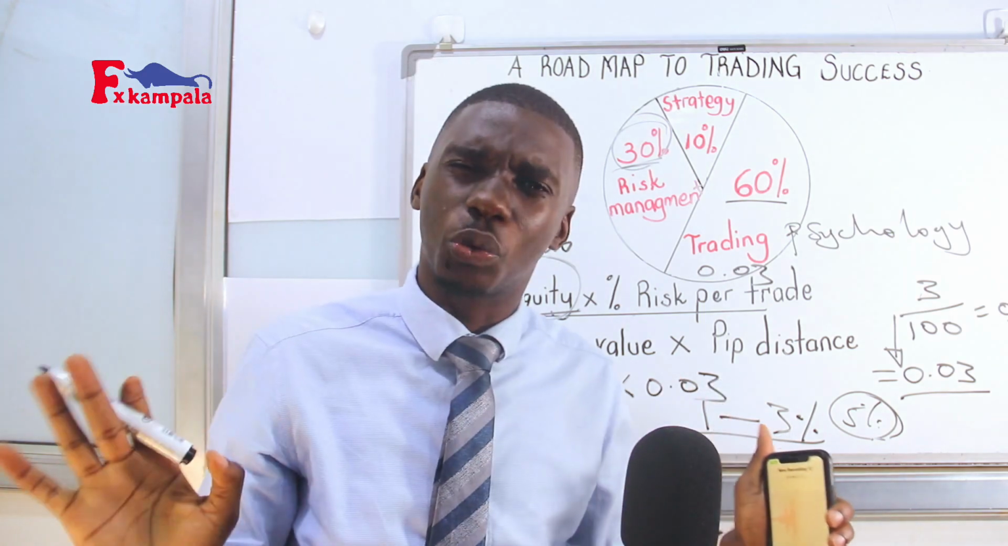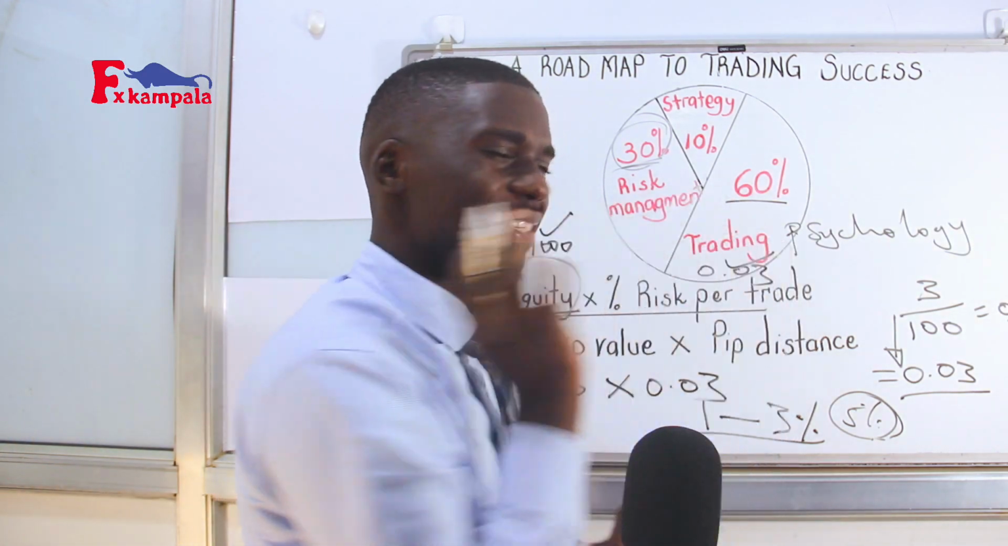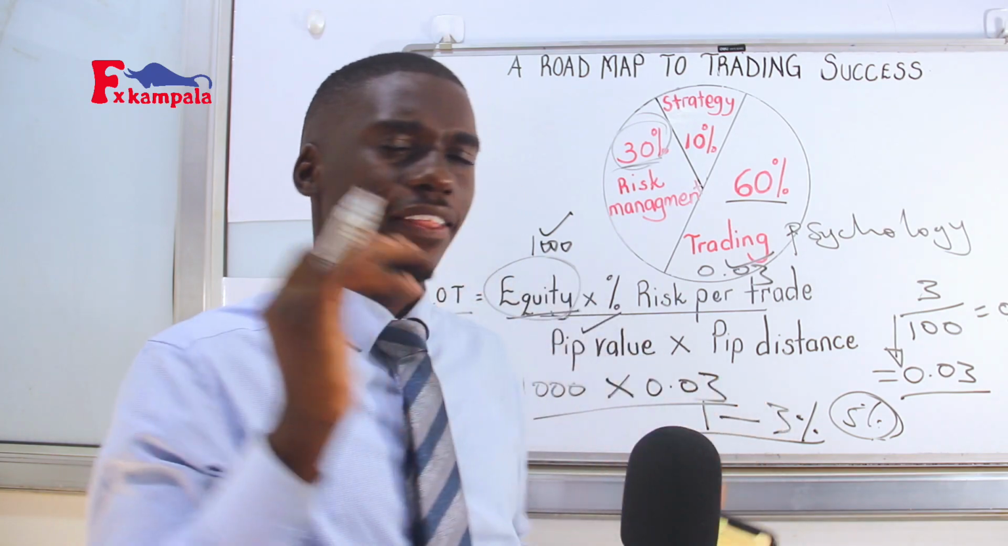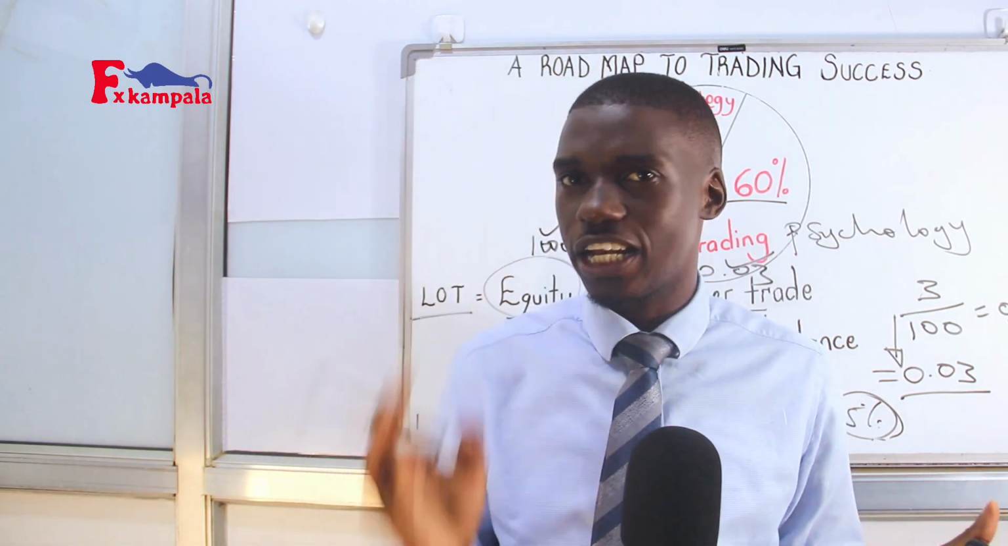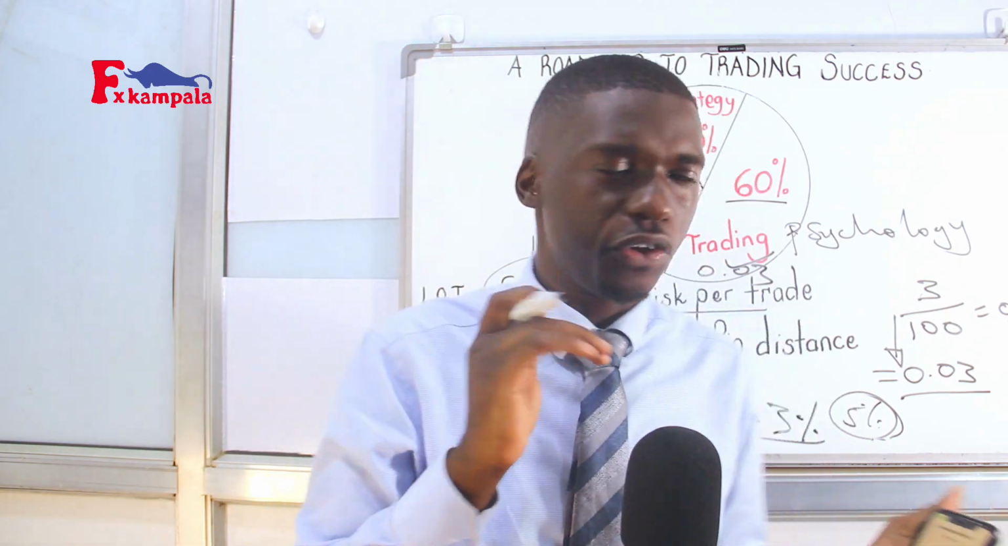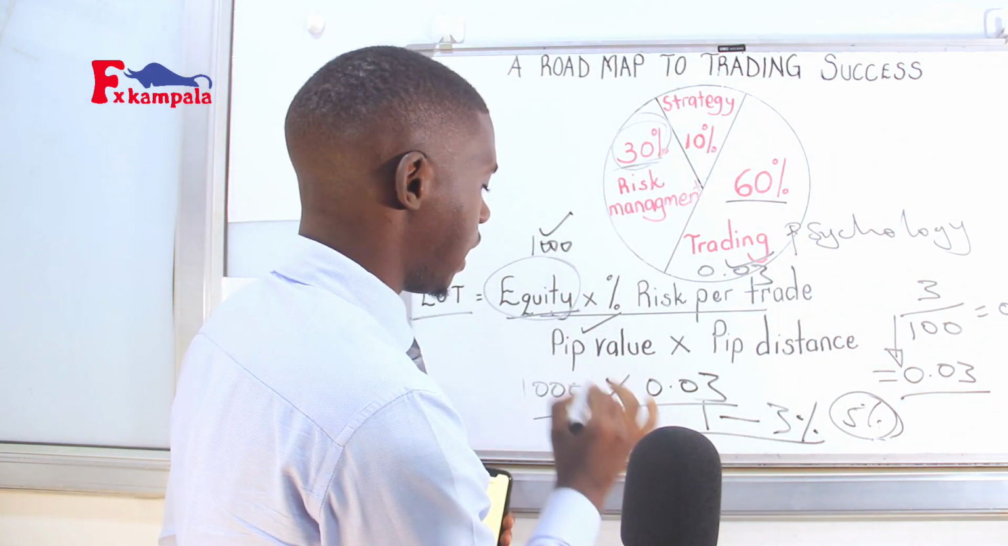You're not supposed to get it anywhere. You know this, and you know this. So let's say the pip value for Euro USD is $10. That one, every person knows that. So the pip value for Euro USD is $10.